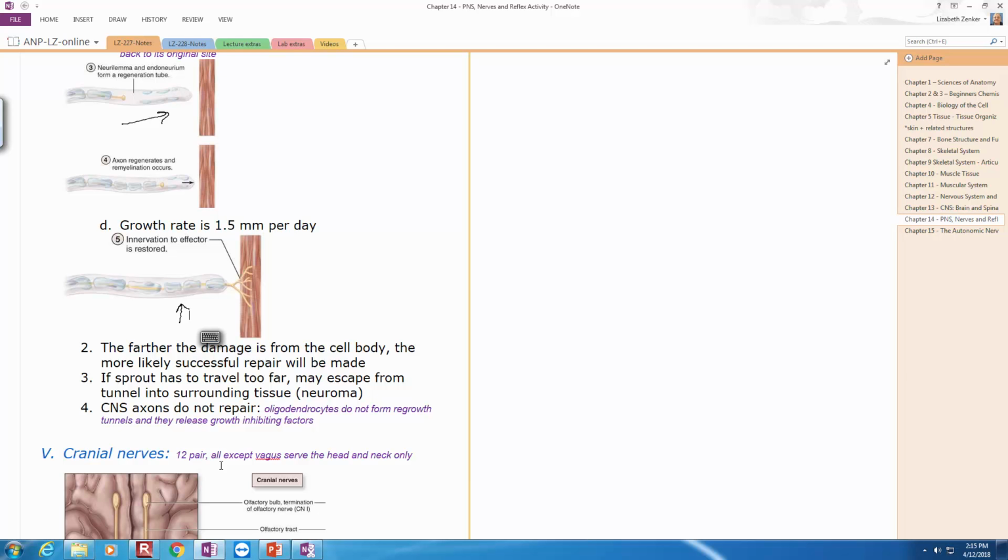If the sprout has to travel too far, it could escape from the tunnel and get into surrounding tissues, and that could be something called a neuroma. I can talk about that again later if you've never had a neuroma in your foot. And then it says CNS axons do not repair. We know that, right? So oligodendrocytes do not form regrowth tunnels, and they release growth inhibiting factors. And do you guys remember, brief review, who the cell was that replaced as scar tissue in the CNS? Astrocytes, yeah.